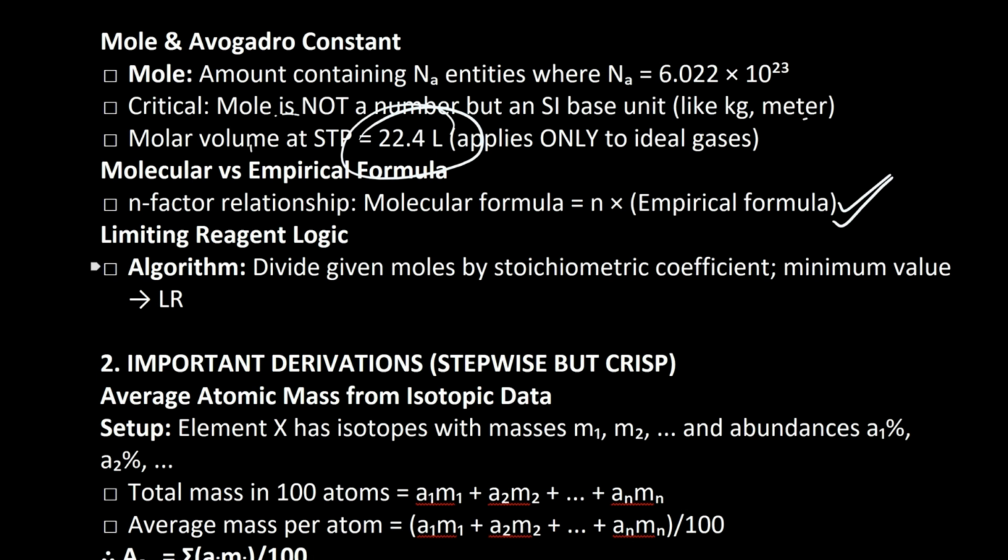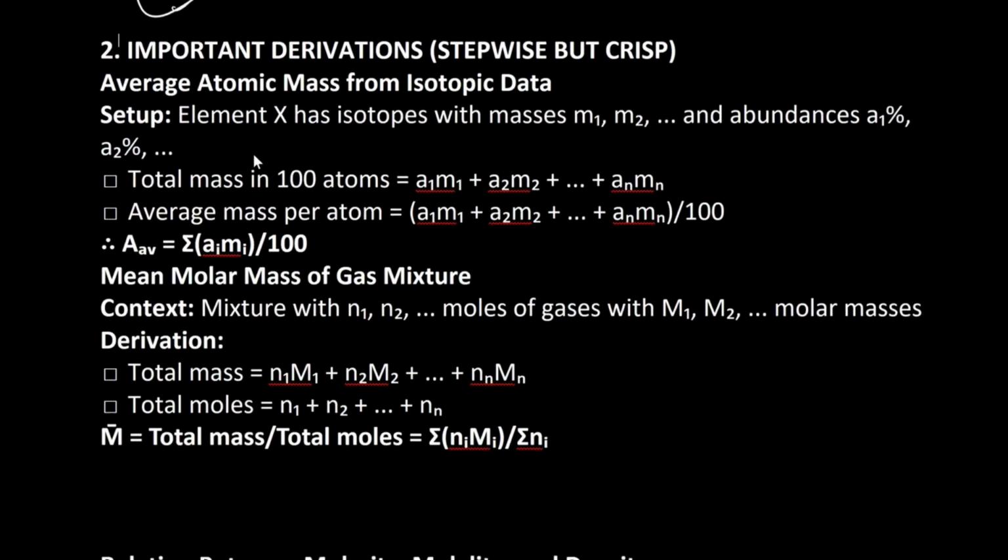How you can easily find the limiting reagent is to divide the moles by the stoichiometric coefficient. Balance the equation, get the stoichiometric coefficient, and divide the given moles by this coefficient. Whichever one gets the minimum value, that is your limiting reagent. The other one will be in excess. That is a simple step you can follow.